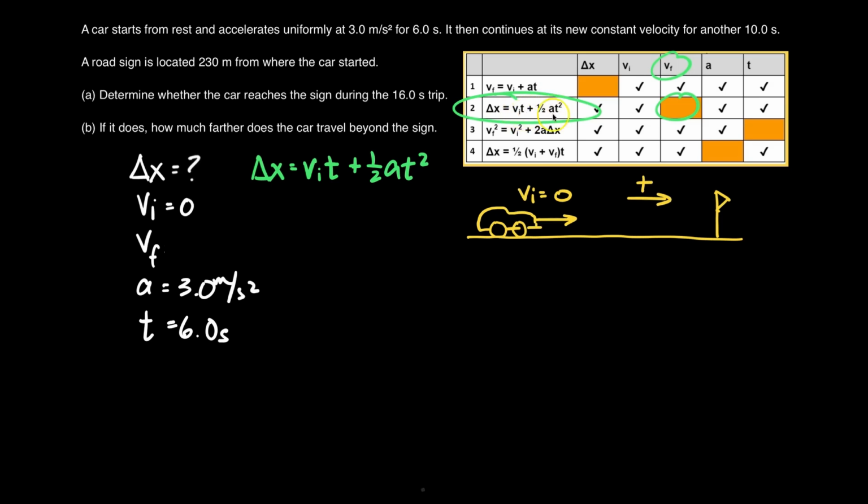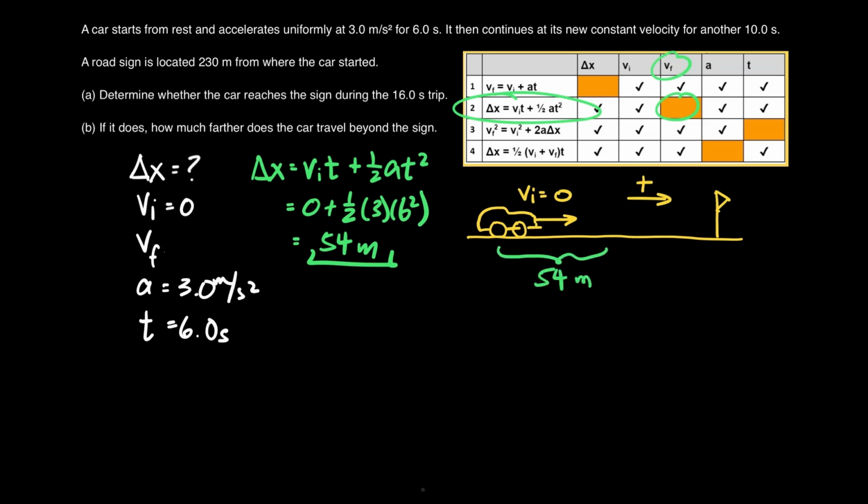In this case, it's missing the final velocity variable, right? So we're going to use this equation right here, and then we're going to substitute the numbers that we have. So we're going to use the equation delta x equals vit plus 1/2 at squared. Since the initial velocity is 0, this part of the equation is just 0, and we get 1/2 times 3 times 6 squared. Don't forget the squared, and we get 54 meters. So for the first part of the trip, this car is going to travel for 54 meters.